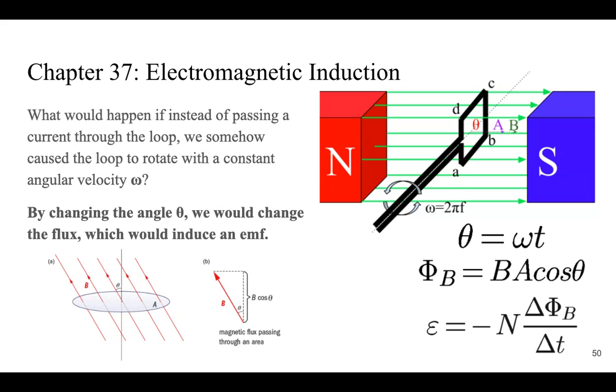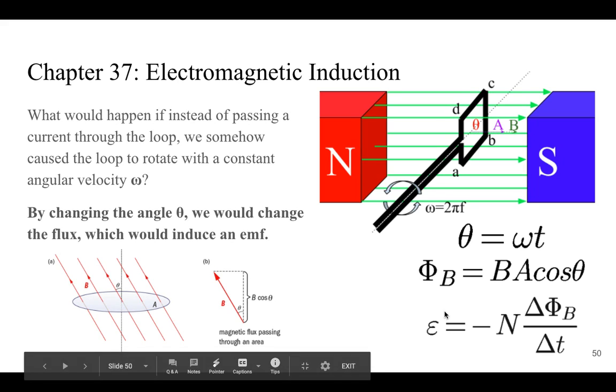We'd be changing the angle, and by changing the angle, we would be changing the flux, and this would induce an EMF. So look at this middle formula over here. Phi sub b is equal to BA cosine theta. Well, we're not changing B or A, but we are changing the angle. And if your magnetic flux is changing with respect to time, you're going to be inducing an EMF, an electromotive force, basically a voltage.